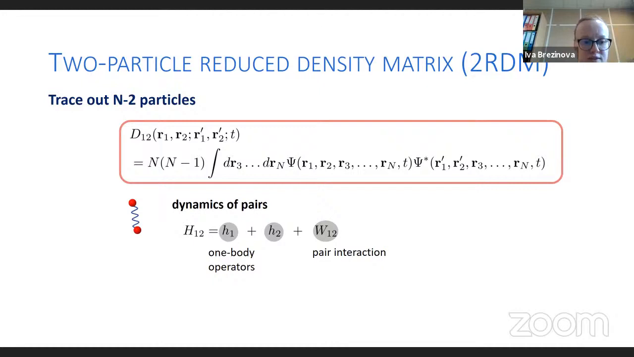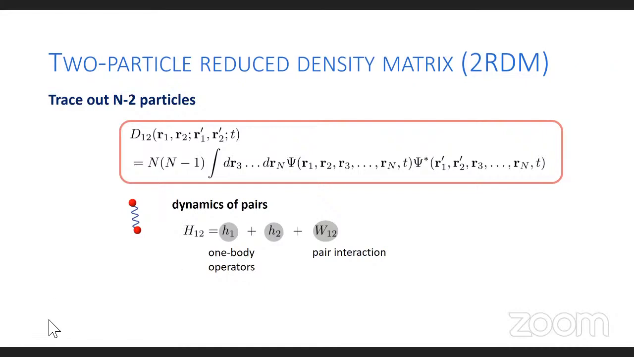And then the dynamics would be described by this Hamiltonian consisting of, I just tried to turn off. Do you see my mouse, or do I need to have a laser pointer? I see it. Okay, great. Then I will just use my mouse.